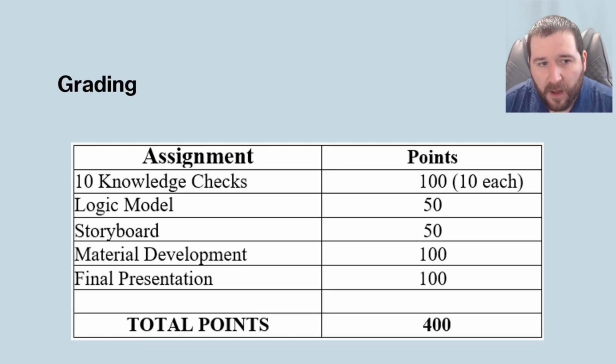As far as grading goes for the class, we're going to have 10 knowledge checks. These are weekly, smaller assignments that'll be done in the same week. Sometimes there'll be a discussion. Sometimes there'll be a little mini project, design a flyer or poster, that sort of thing. The logic model and storyboard are going to be worth 50 points because those are shorter projects. And then our material development and our final presentation projects are going to be worth 100 points. So pretty simple there. We have 10 small assignments, 2 smaller projects, and 2 large projects for a total of 400 points.